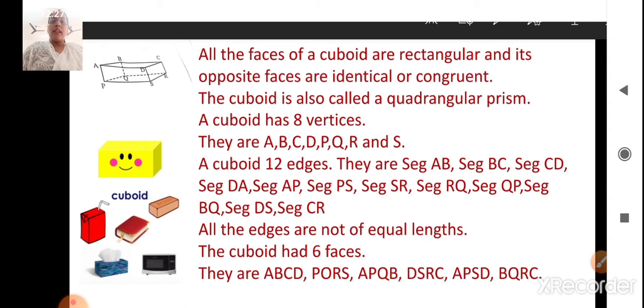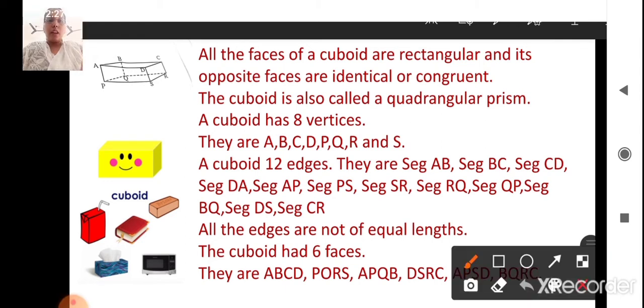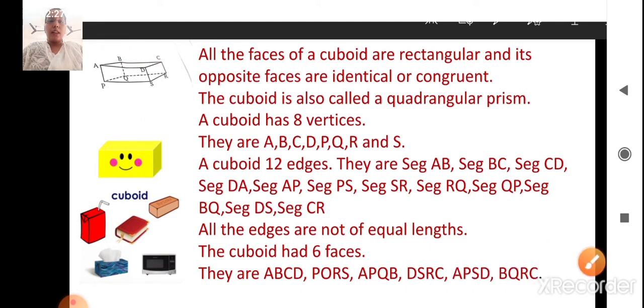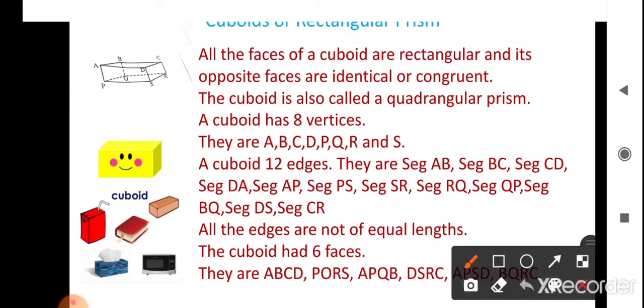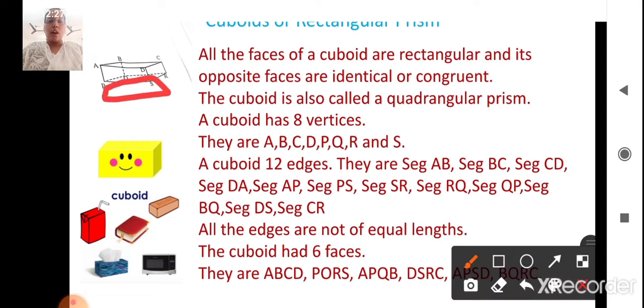Okay, now we'll see the faces of cuboid. So a cuboid has 6 faces. Which are the faces? A, B, C, D. You can see it on the screen, children. Up one, A, B, C, D. This is the first face. Next one is P, Q, R, S, the down one. This is the next face, P, Q, R, S.